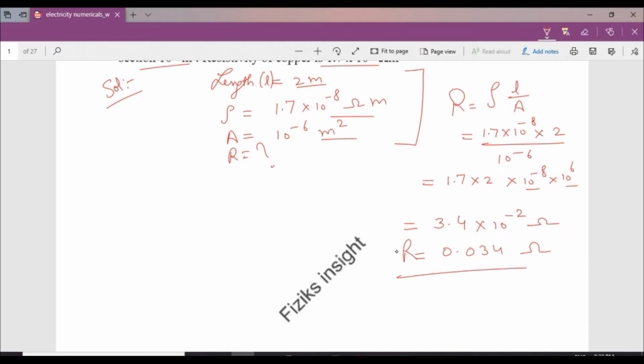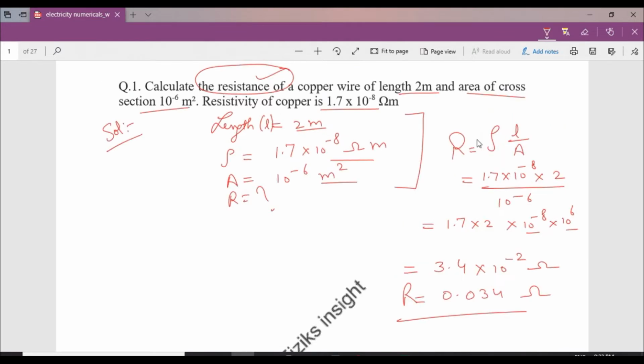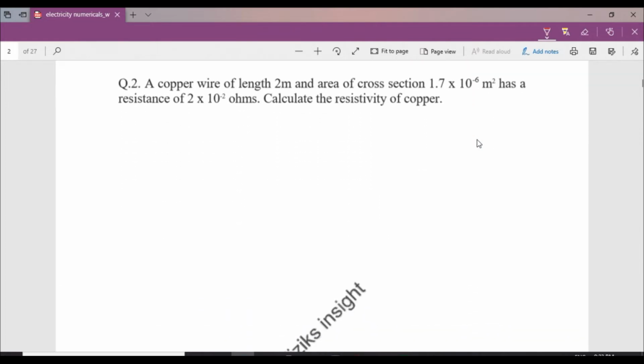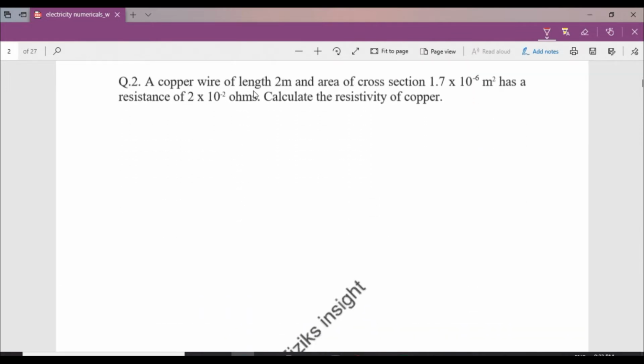So this is a simple numerical which is based on the resistivity and resistance. Now proceeding to the next problem. Slowly as we are going ahead, the level of problems will rise step by step. This is the second problem. A copper wire of length 2 meter and area of cross section has resistance this. You have to evaluate resistivity of copper. So what is given to you here?